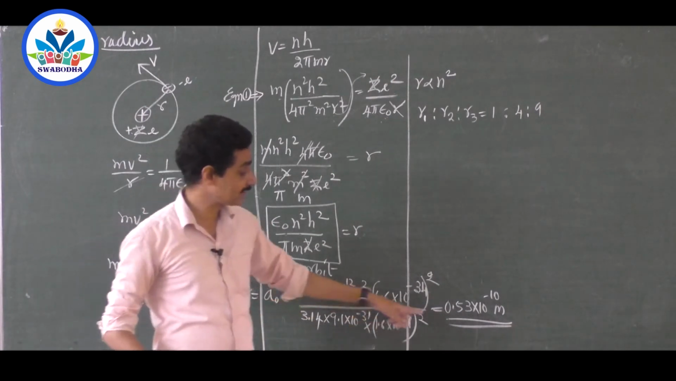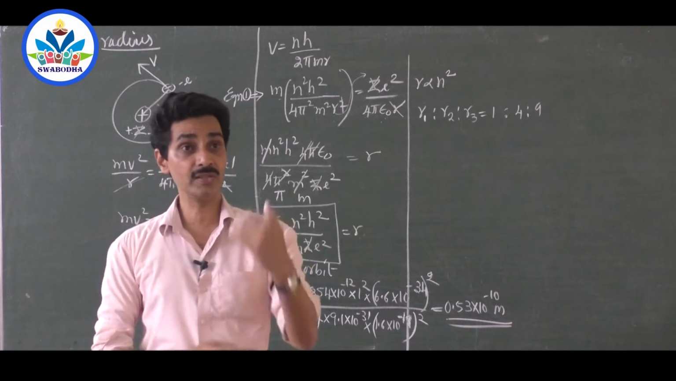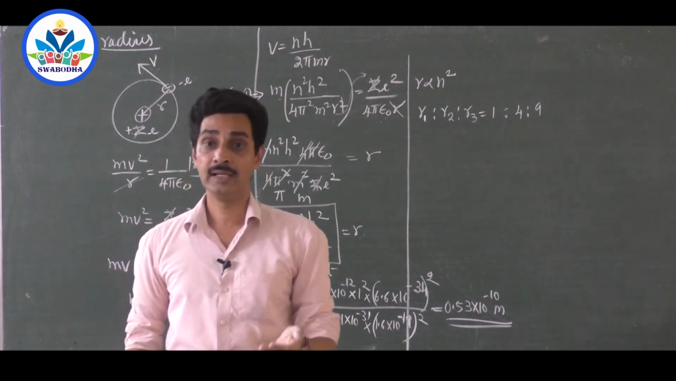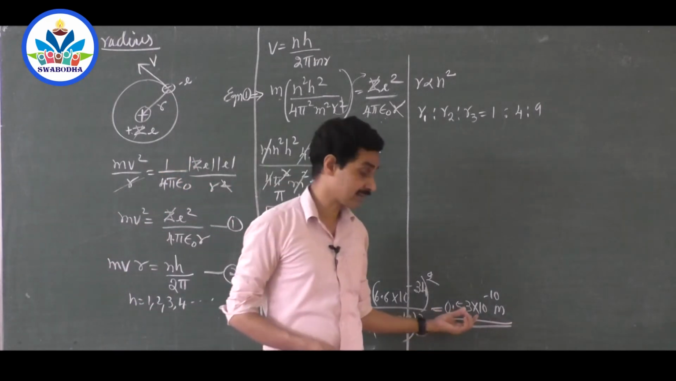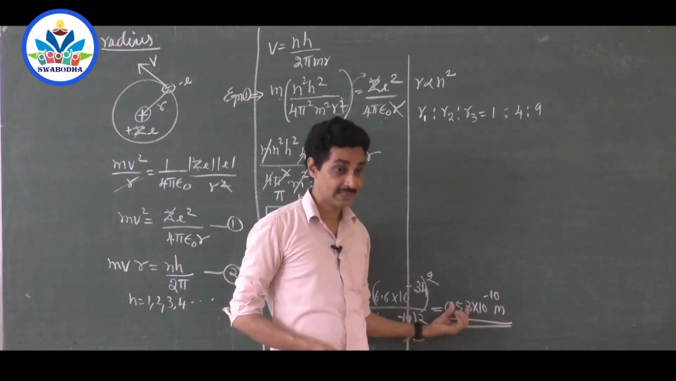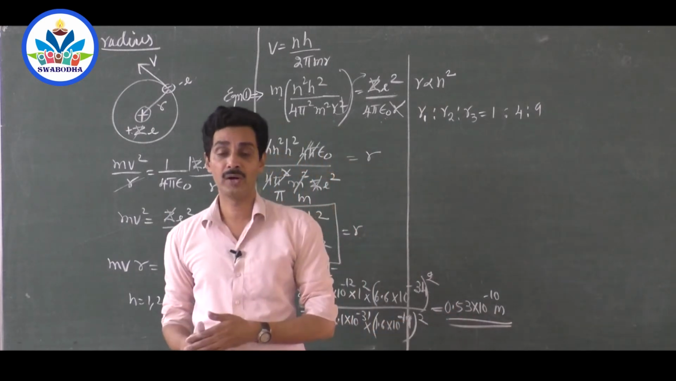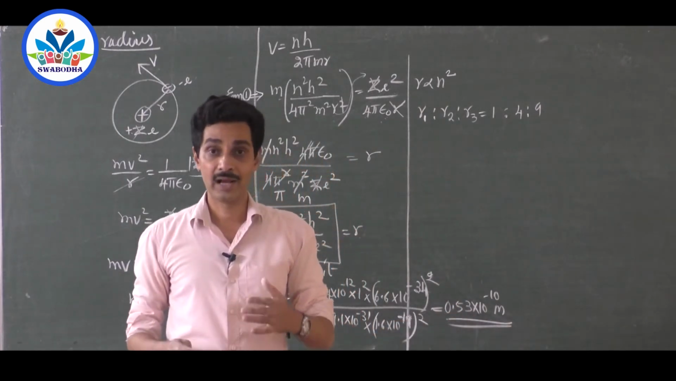So now you see this answer. The value of the radius of the first orbit of hydrogen atom obtained is 0.53 into 10 to the power minus 10 meter, that is 0.53 angstroms. This value itself is a proof to say that Bohr's model of hydrogen atom is almost correct.